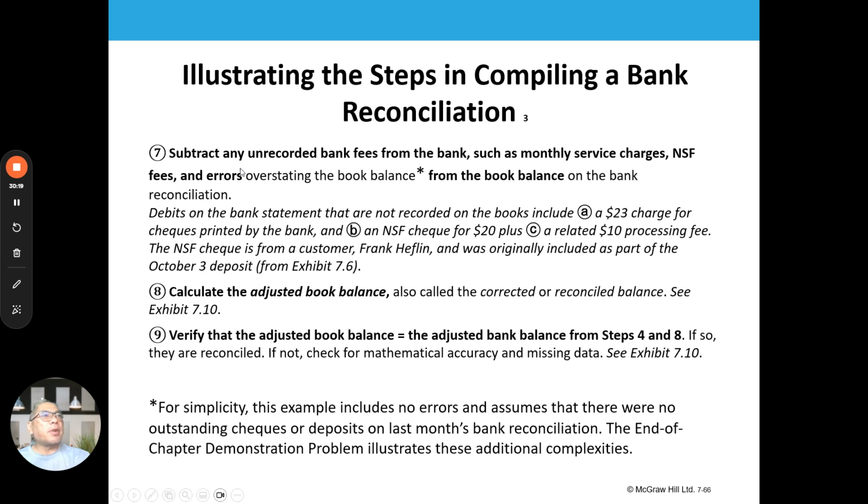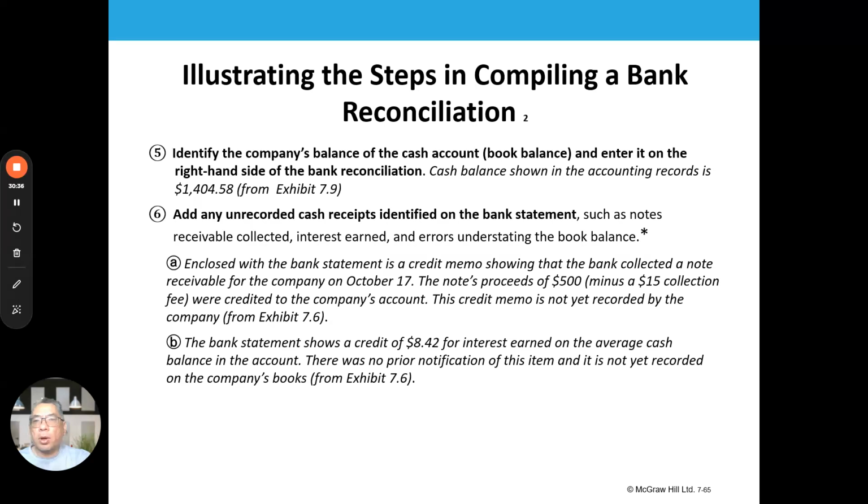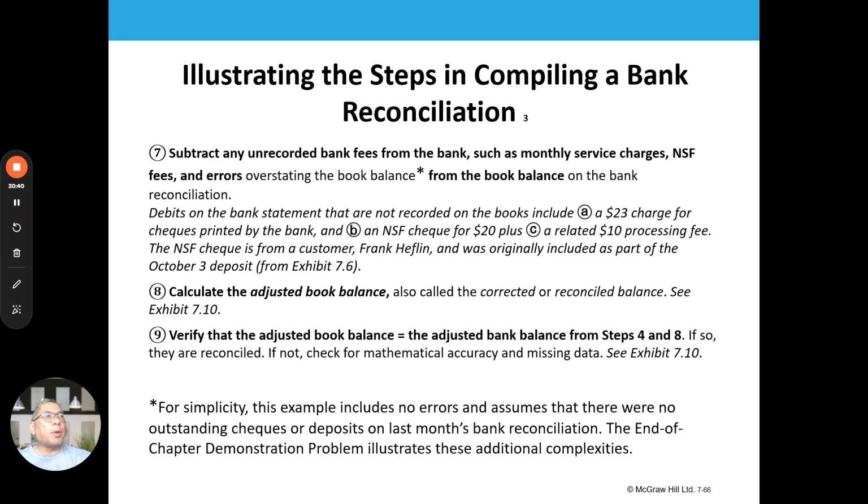Number 6, add any unrecorded cash receipts. Number 7, subtract unrecorded bank fees and charges, such as monthly service charges. Number 8, calculate the adjusted book balance. Number 9, verify the adjusted book balance. So there are 9 steps. It's very detail oriented, so you have to follow these steps when you do bank reconciliations. This is your important tip in bank reconciliations.